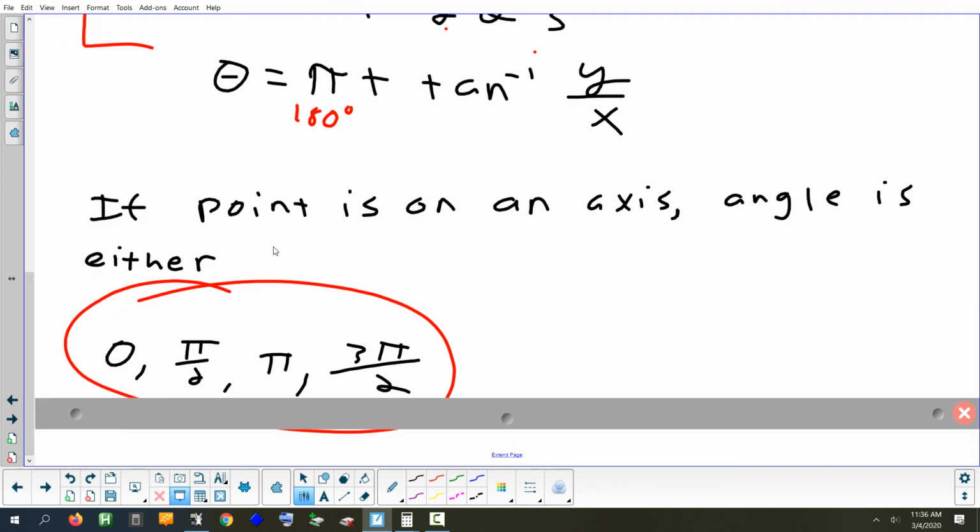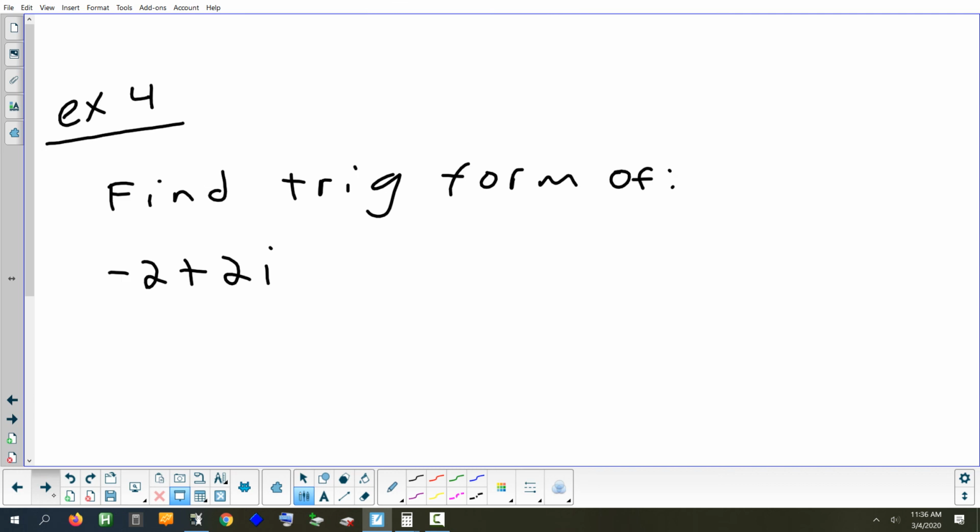Okay. Any questions on that? Okay. So first, we're going to just practice taking a number that's not in trig form and writing it in trig form. And then after, I'm going to show you 2 out of the 4 things you can do faster in trig form. The 2 easy ones today.